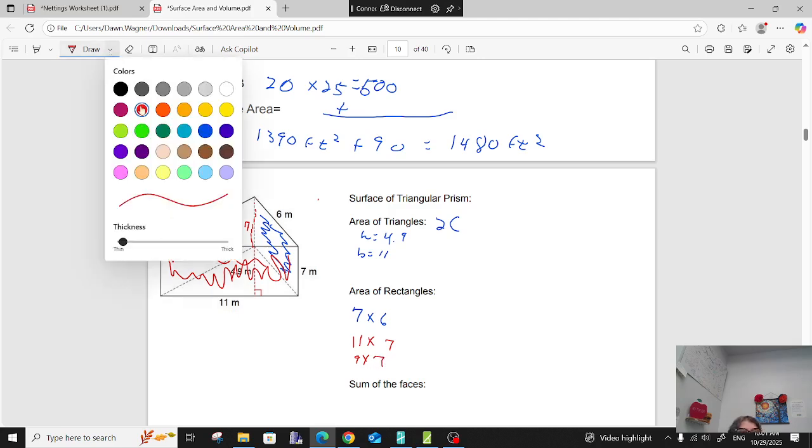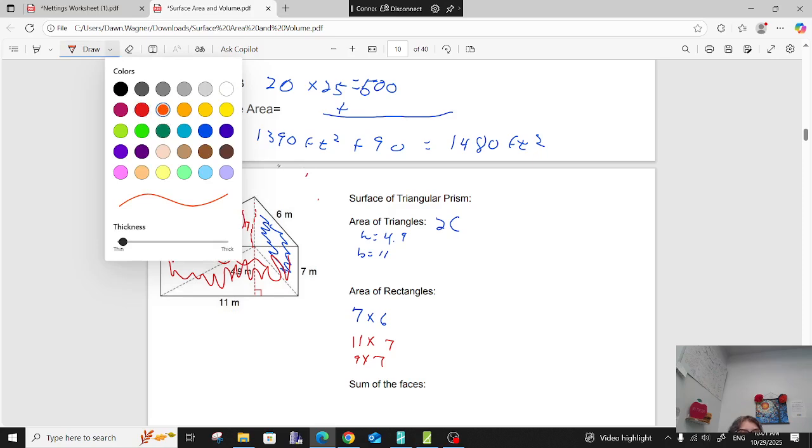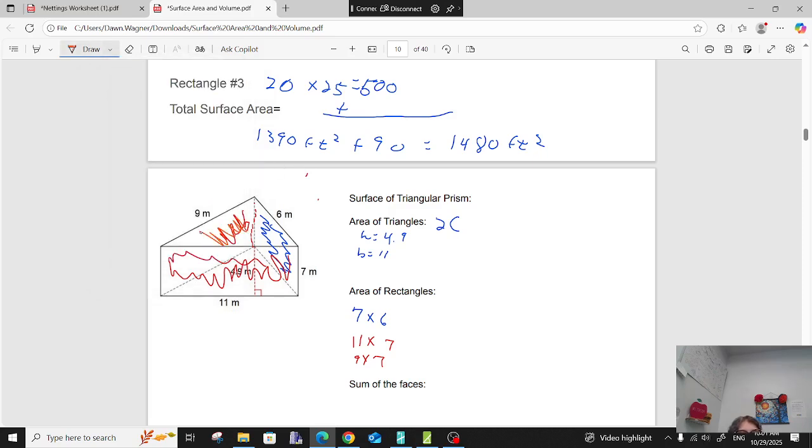You get a different color here. We'll do orange because it's supposed to be orange and black. This is the up. It was supposed to be orange, not red again. This back one here. Oh, orange is hard to see with the red. This parallel side here was 7. This length was 9. Go ahead and do the math.